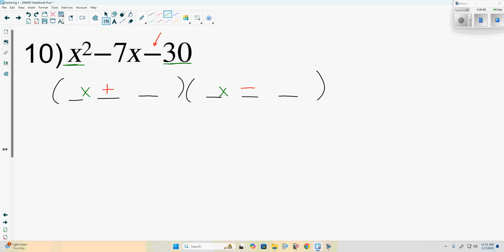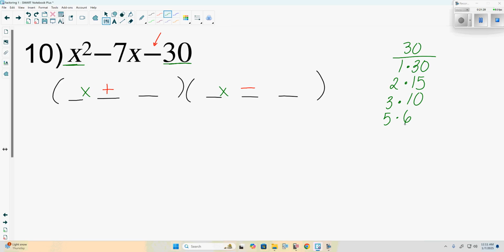Factors of the third term. We're looking at the factors of 30. 1 and 30, 2 and 15, 3 and 10, 4 doesn't work, 5 and 6. If you don't have them all memorized, that's fine, because all we have to do is take a calculator and divide each one and see if it comes out evenly.